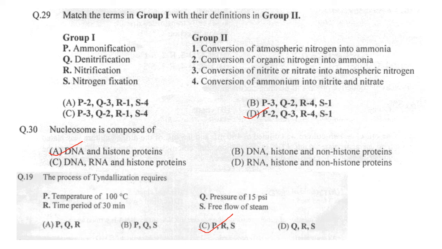Denitrification. Conversion of nitrite or nitrate into atmospheric nitrogen is denitrification. So Q is 3. So A is also right and D is also right. Then nitrification. Nitrification is conversion of ammonium into nitrite and nitrate. So R is 4, but in option A, R is 1. So option D is more correct.